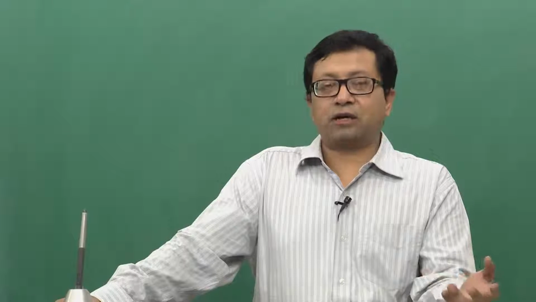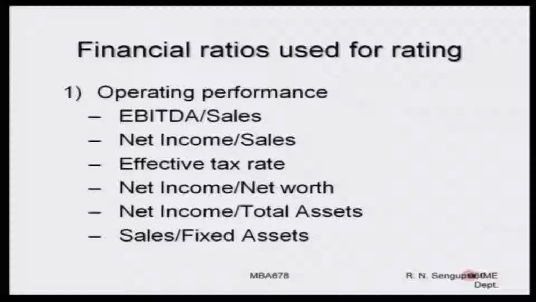So what is your net income by the net worth? Is this very high, or is it low? What is your overall ratio of net income to total assets, sales to fixed assets? Then you will also try to find out what is your profit before tax, what is your profit after tax, what are the dividend policies which you have.